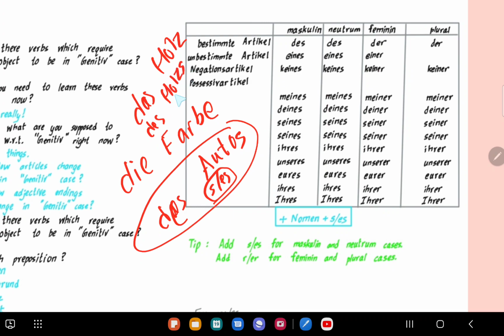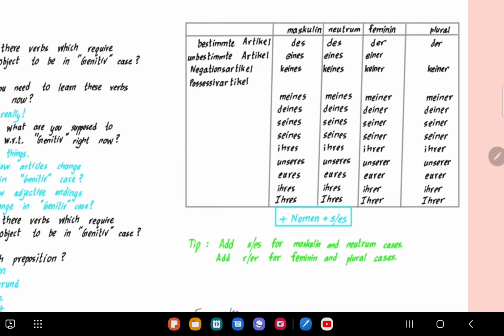So if you add S, it sounds just like you'll say Holzs, right? But if you say Holzes, it sounds better. So I hope you get the idea. But you add S or ES after the noun only for masculine or neutrum cases. For feminine and plural, just leave it as it is.